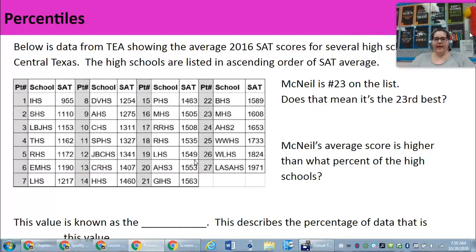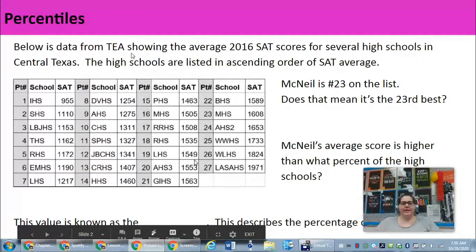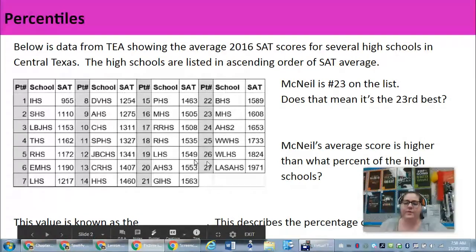So we're going to start with a set of data. Below is data from TEA, Texas Education Agency, showing the average 2016 SAT scores for several high schools in Central Texas. The high schools are listed in ascending order of SAT average. Ascending means it starts at the bottom and goes up, so it's ascending.